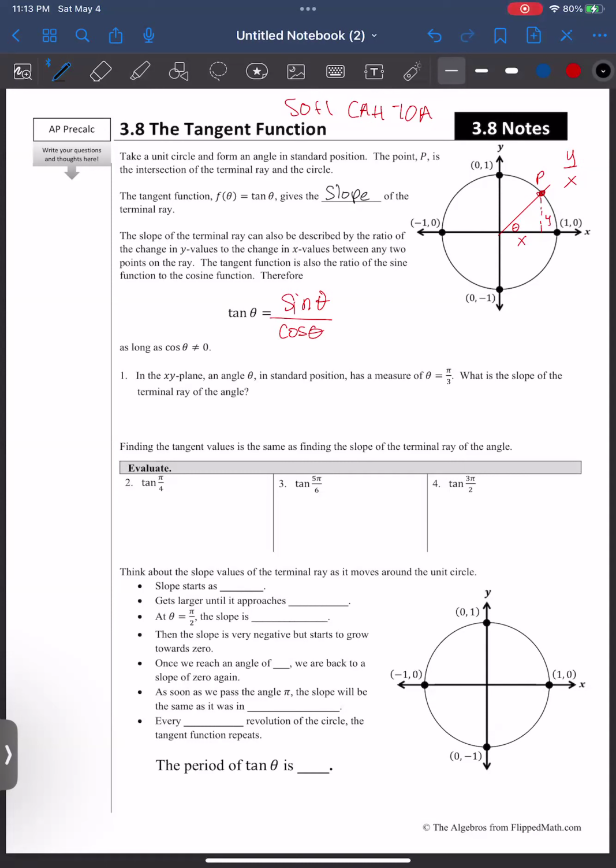So, for example, say the angle has a measure of pi over 3. What is the slope? Well, if we remember on our unit circle, pi over 3 has the point 1/2, comma, square root of 3 over 2. So my tangent would be equal to square root of 3 over 2 divided by 1/2. Remember, that's a fraction divided by a fraction, which means I do square root of 3 over 2 times 2 over 1. My 2's are going to cancel out, leaving me with just the square root of 3.